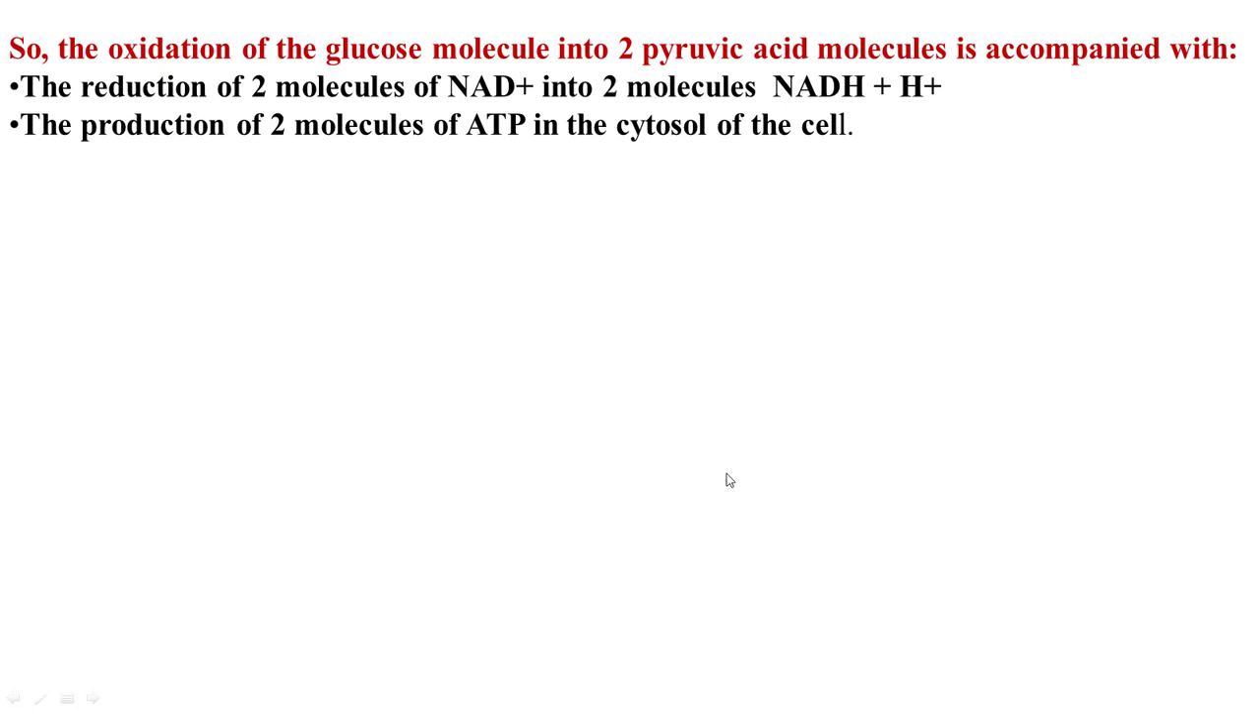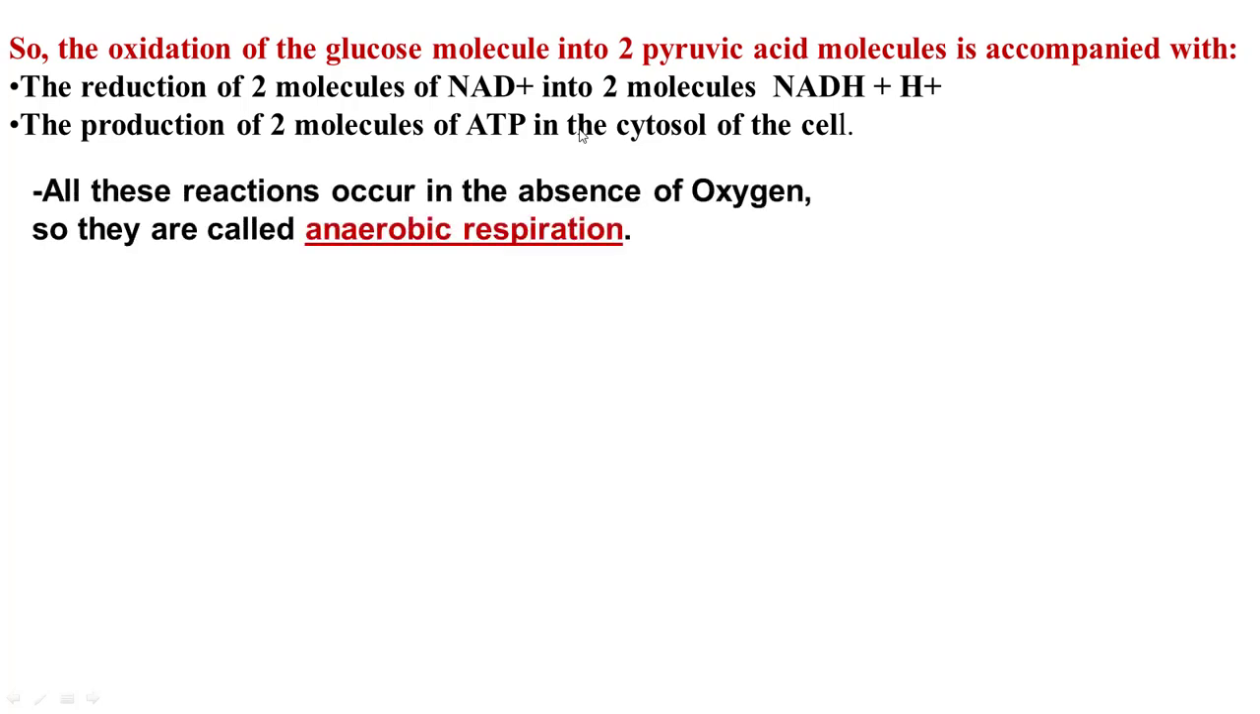Oxidation of a glucose molecule into pyruvic acid is accompanied by the reduction of two molecules of NAD into two molecules of NADH, and the production of two molecules of ATP. So here we produced two NADH and two ATP. All these reactions occur in the absence of oxygen, so this process occurs in both aerobic and anaerobic respiration.